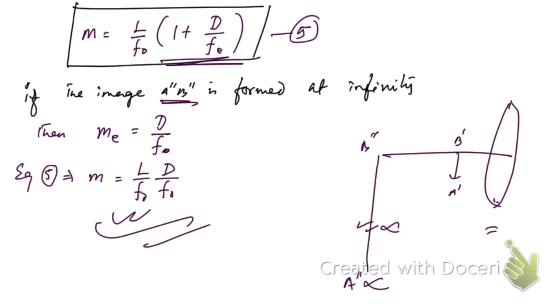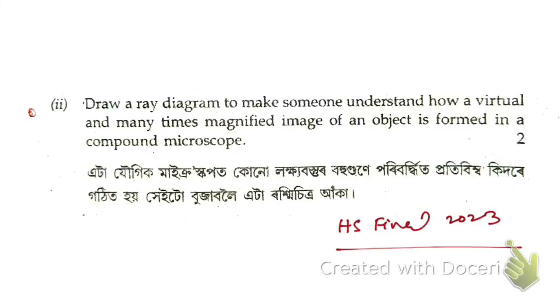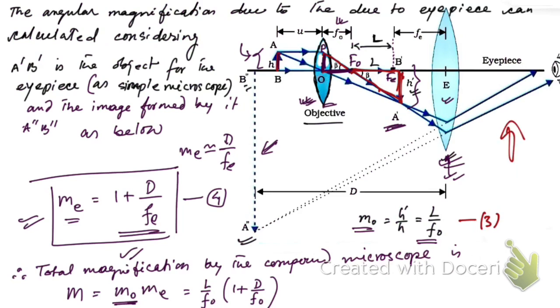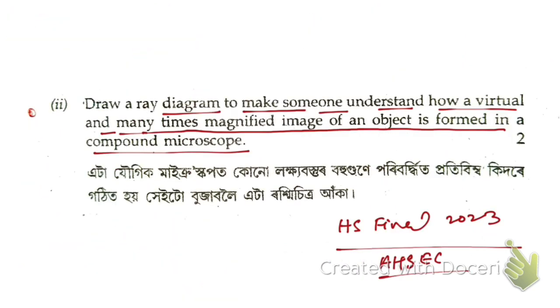So now let us discuss what questions are asked on the basis of simple and compound microscope. This question was asked in the 2023 HS final examination under Assam Higher Secondary Education Council. Draw a ray diagram to show how a virtual and many times magnified image of an object is formed in a compound microscope. That means you have to draw this diagram. Okay, that's it. Now let me take the next question.